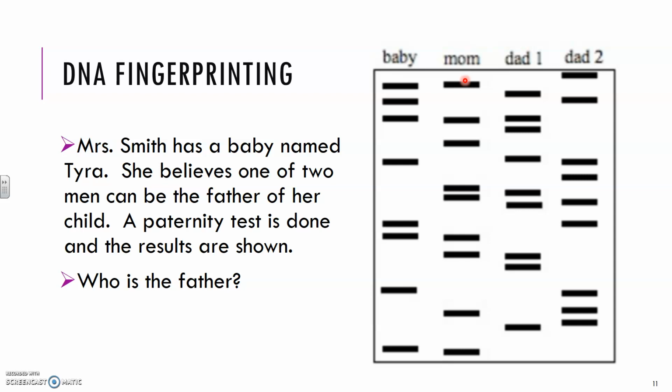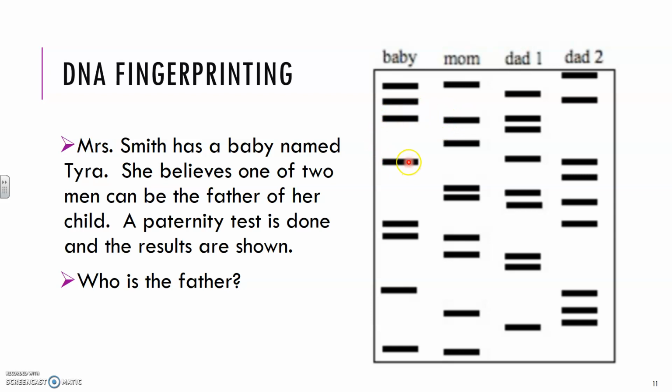In this case, we know that the baby's DNA comes from both the mom and the dad, so all of the baby's bands here have to come from either mom or dad. If we look, this top band matches one from the mom. So we move on to the second. This second band could match with dad 1 or dad 2. A little fuzzy on that. Then we look at the third band. It matches with mom, so it didn't have to come from dad.